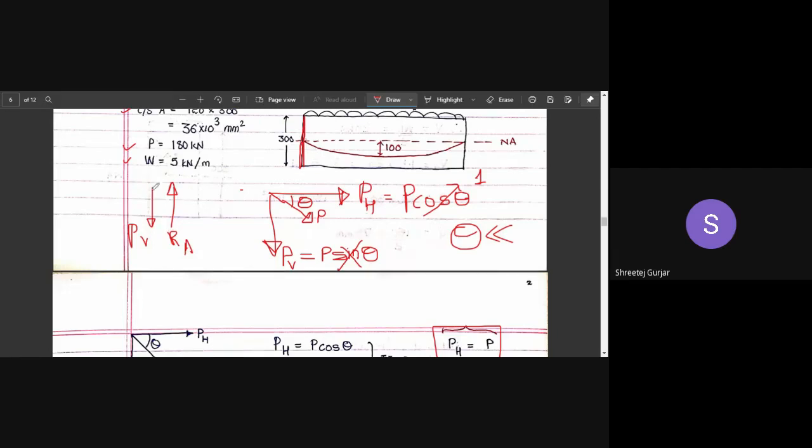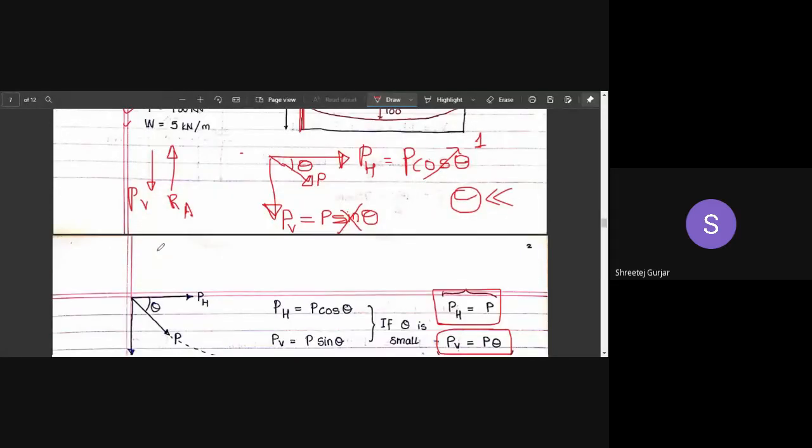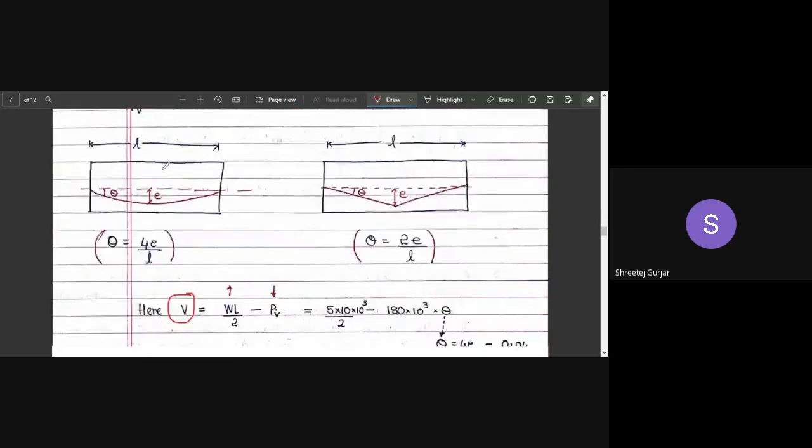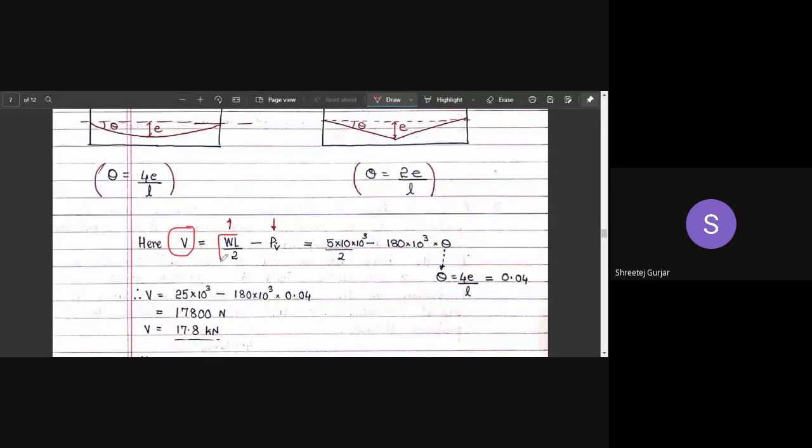We have the reaction, which is acting upwards, and we have PV, which is acting in the downward direction. So we have to do summation of these two. For the reaction, we know it is WL/2, which is acting upwards at the support. And similarly, we have PV, which is acting downwards.